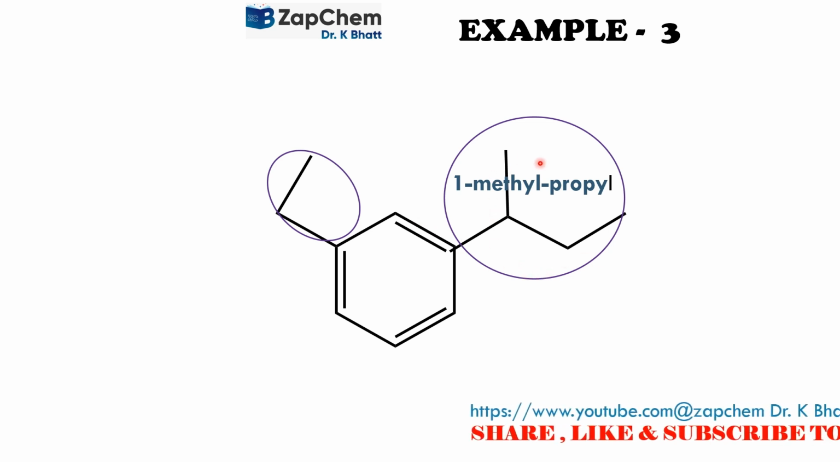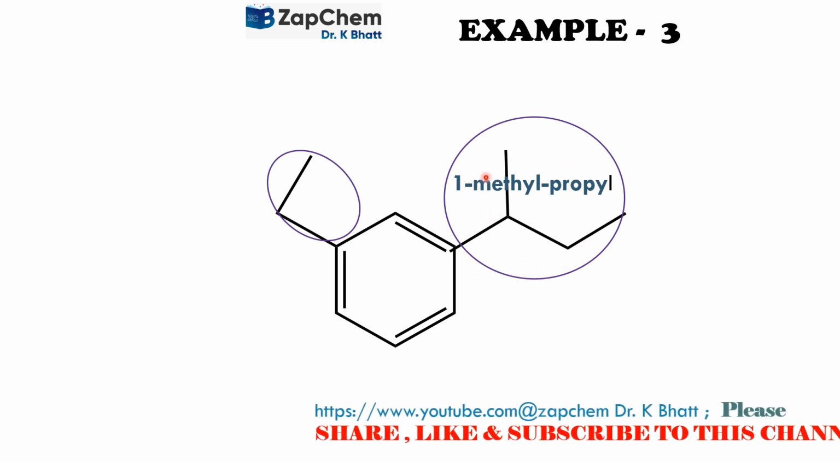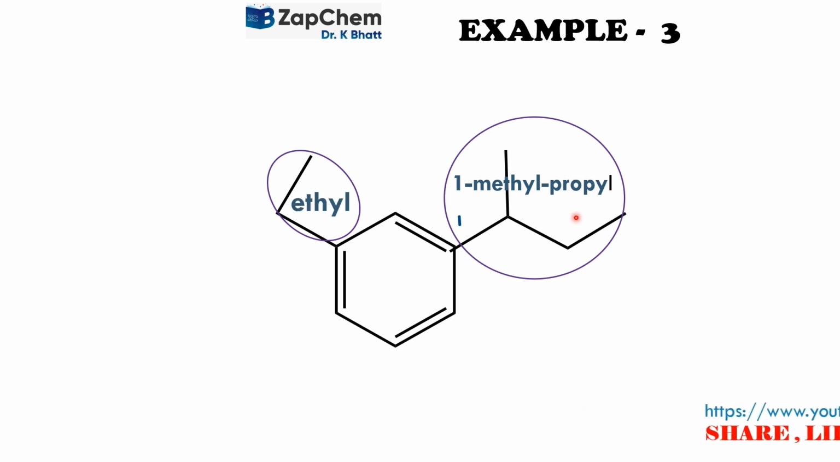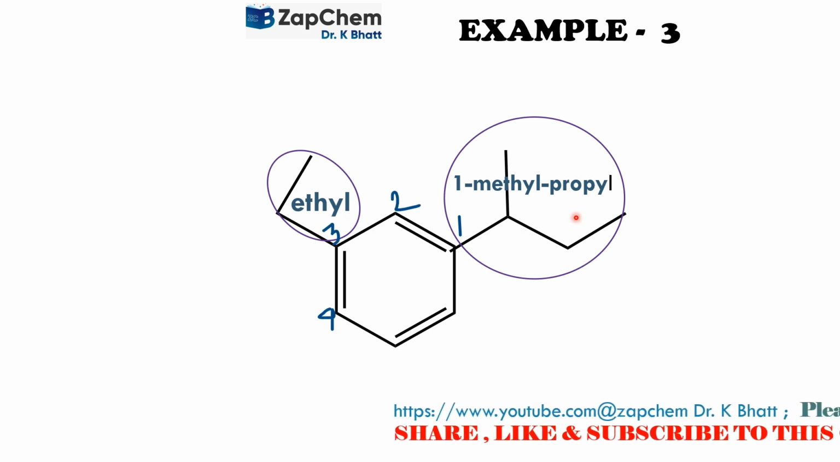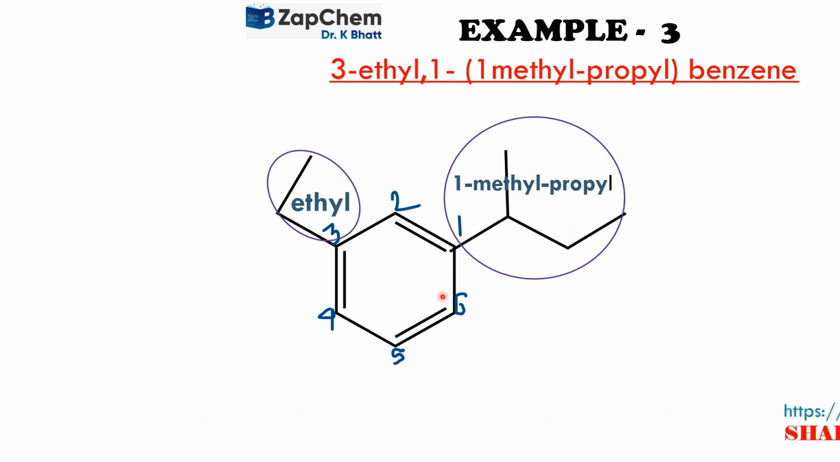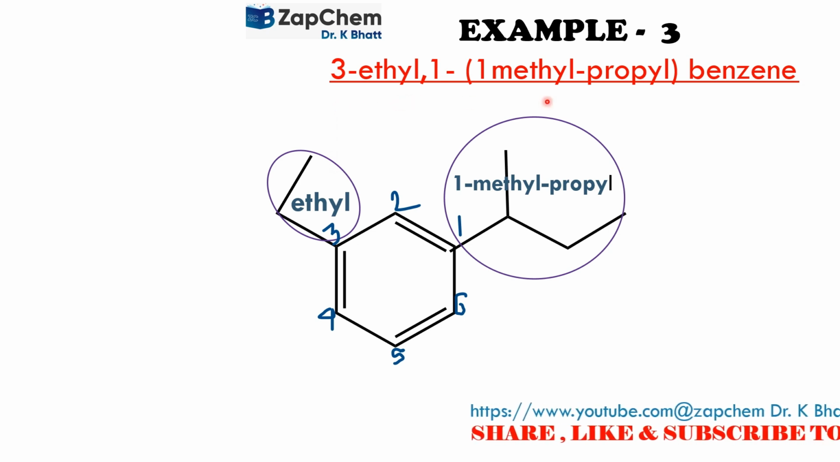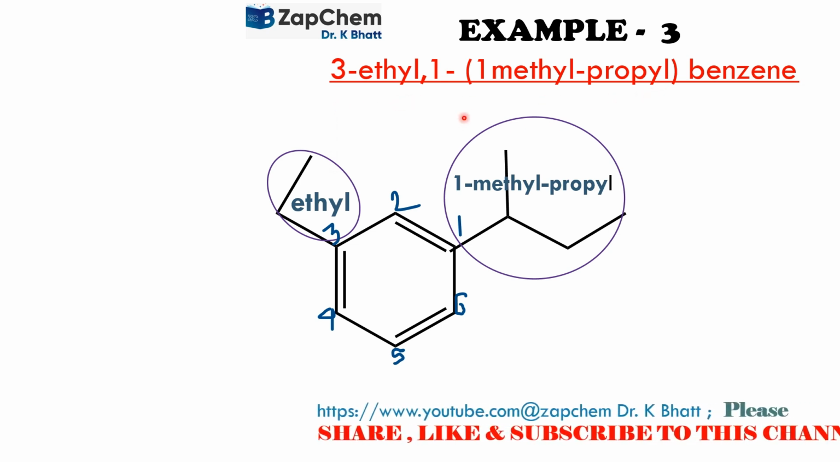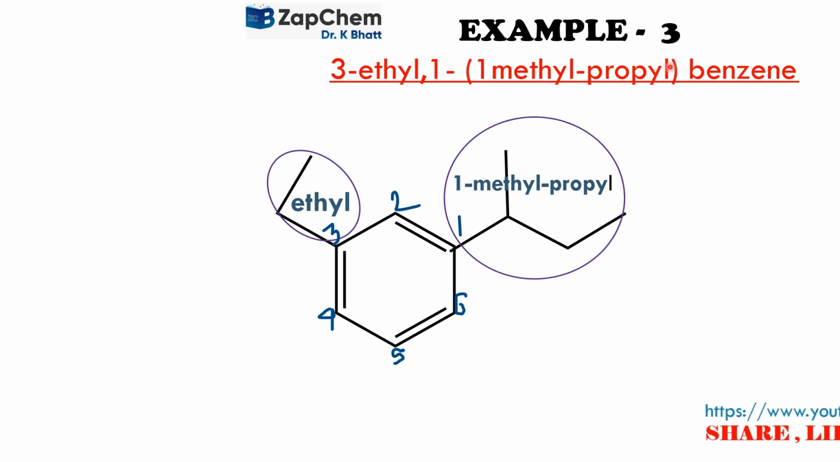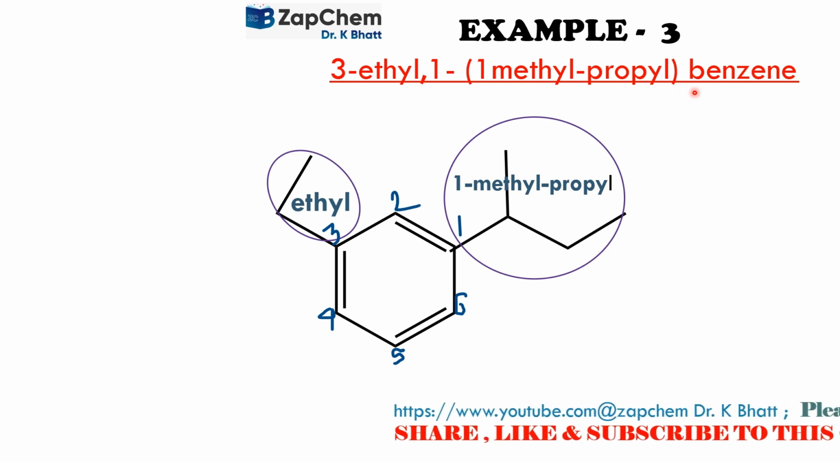This is a complex structure. Where there is a complex structure, we number it as 1. So start numbering it as 1, 2, 3, 4, 5, 6. And since it is a benzene ring, we name it 3-ethyl-1-(1-methyl propyl) benzene. This is a complex substituent. It is to be written within parentheses, (1-methyl propyl), and of course it is benzene.